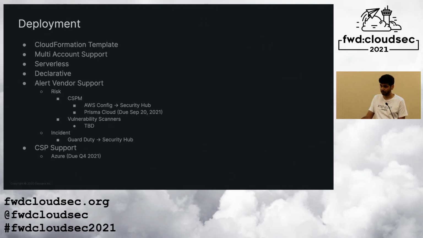From an alert vendor support perspective, as of right now, we consider alerts in two high level categories. One is risk and the other is incident. For risk kind of alerts, we are supporting AWS Config alerts going to Security Hub, and Prisma Cloud support is coming next week. For vulnerability scanners, I would love feedback. I would love to know what scanners you are using and which one we should prioritize first. For incident alerts, we are supporting GuardDuty alerts being ingested in Security Hub. For CSP support, currently we are supporting only AWS. Azure is coming next quarter.